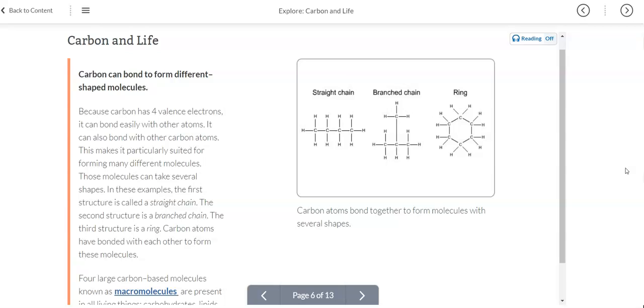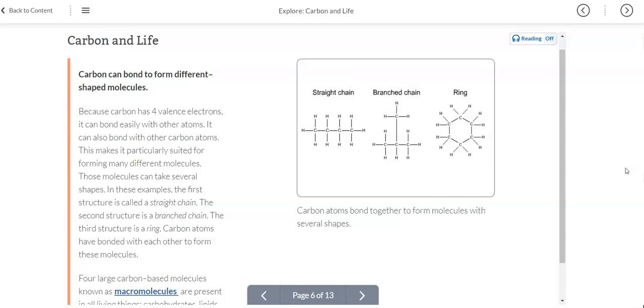Carbon can bond to form different shaped molecules. Because carbon has four valence electrons, it can bond easily with other atoms. It can also bond with other carbon atoms. This makes it particularly suited for forming many different molecules. Those molecules can take several shapes.